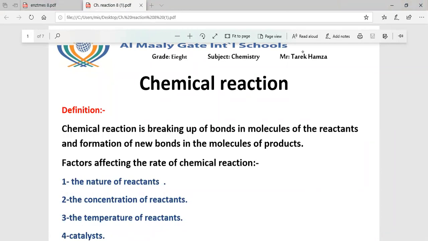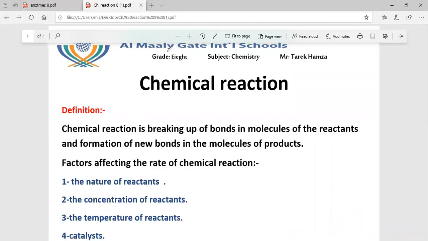First, we are going to explain the meaning of chemical reaction. Chemical reaction means breaking up of bonds in molecules of reactants and formation of new bonds in molecules of products. So any chemical reaction equation is composed of two parts, reactant and product. During a chemical reaction, bonds in the reactant molecules break up and new bonds form in the product.